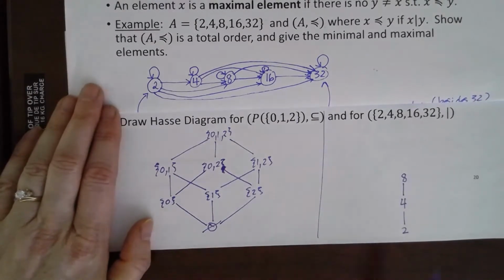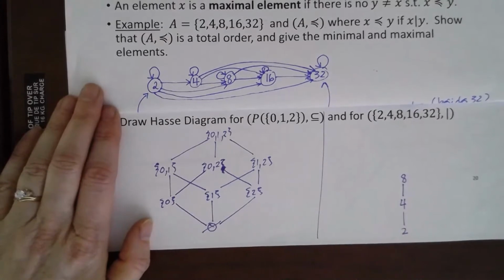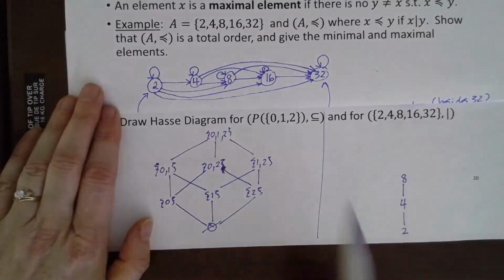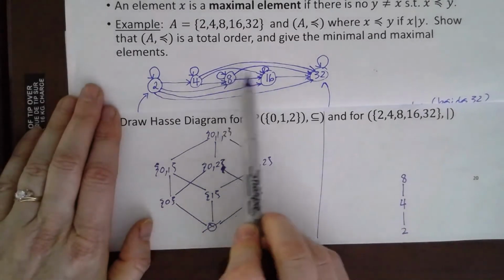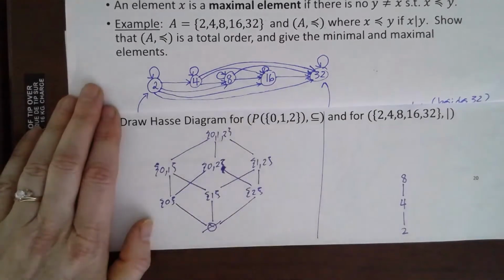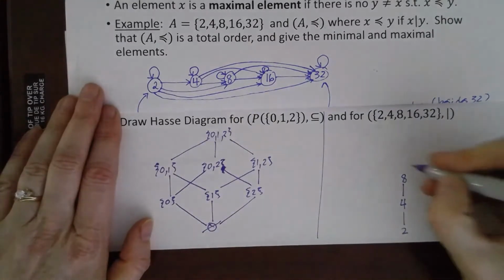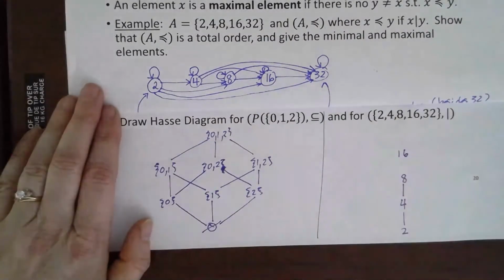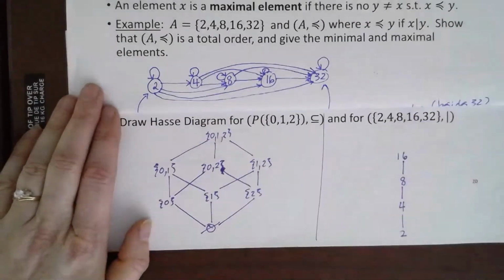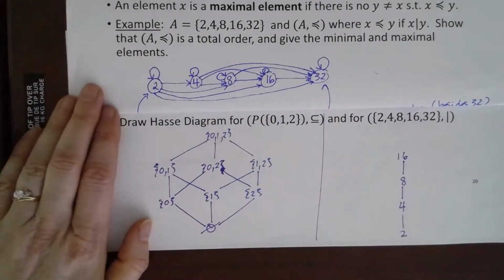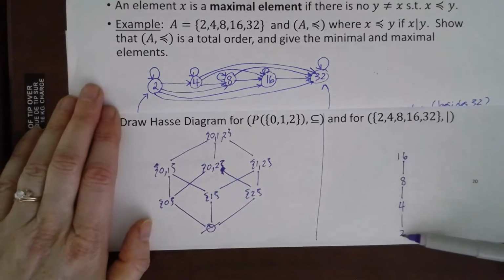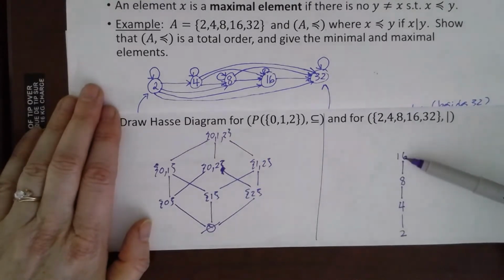So by transitivity, I know that 2 and 8 are related. Then I need to consider 16. Well, 8 divides 16, so 16 has to appear above 8. So I'll put 16 up here. There's a relationship there. And now there's an upward path from 2 to 16. So I know 2 and 16 are related.